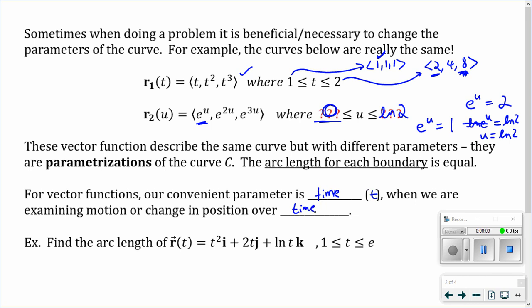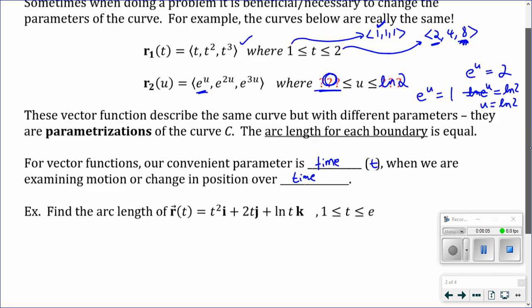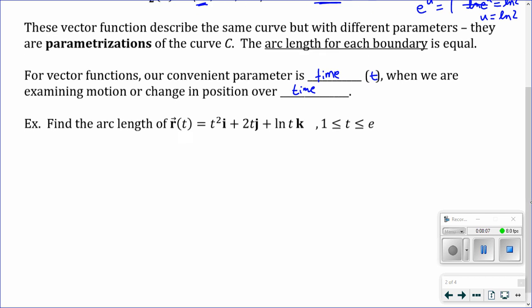Okay. All right, so let's find the arc length of this one, and we want to do it from 1 to e. So that 1 to e tells me my boundaries on my integral. Again, I need the magnitude of the derivative, so it's beneficial to just find the derivative real quick, so you can just use it. The derivative of t squared would be 2t. The derivative of 2t would be 2. The derivative of ln t would be 1 over t.